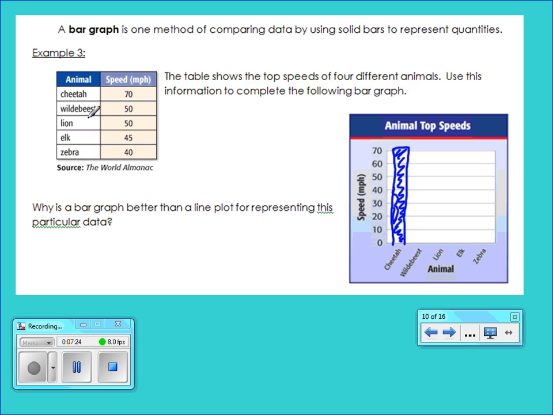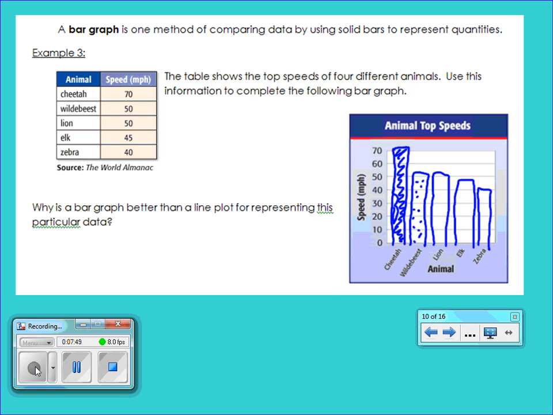Now, when you're making a bar graph, it has spaces in between the bars. When I go to plot the wildebeest here, I'm going to make a space between these two bars. They should not touch in a bar graph. Okay? They are completely separate things. Cheetahs and wildebeest are two separate things, so their bars do not touch each other. Okay, so I just quickly sketched in the bars here. Excuse my smartboard pen, it's not the most exact thing in the world, but we've got the cheetah, the wildebeest, the lion, the elk, and the zebra here.